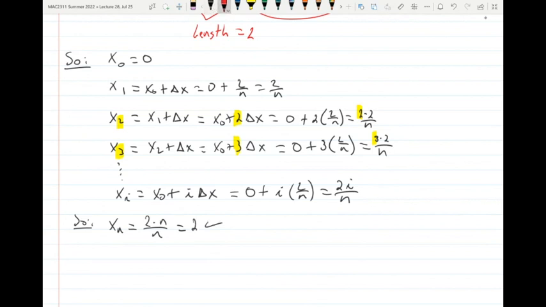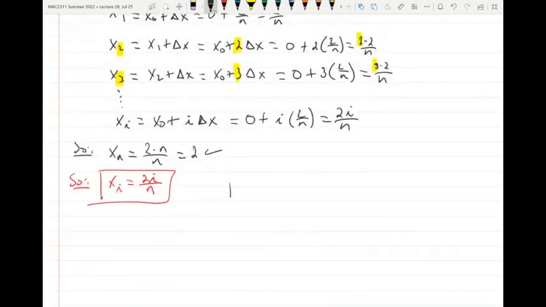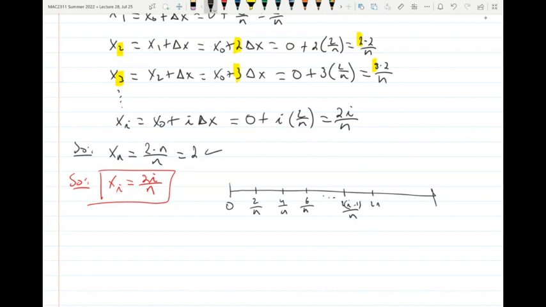Okay? So moral of the story: xi equals 2i over n. We're going to need this. Okay, so for example, you can think of this then as being 0. Then what's the next one? 2 over n. What's the next one? 4 over n. So that's i equals 0, i equals 1, i equals 2, i equals 3. This is 6 over n. Keep going. 2i minus 1 over n, 2i over n. Keep going. And then the last one is going to be 2 times n minus 1 over n, and then the 2 here. Okay? This is how the partition is looking.